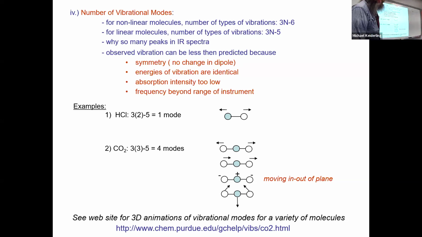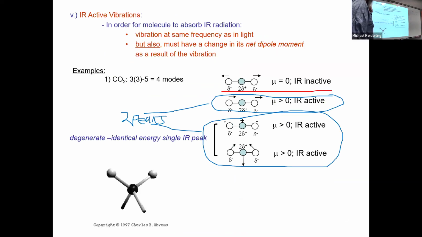So we'll see here are some animations. In order for a molecule to absorb IR radiation, it needs to have a vibration at the same frequency as the light, but also it needs to have a change in its net dipole moment as a result of the vibration. So the net dipole moment here remains 0. It doesn't change. There's no dipole here, and it stays 0 the whole time.